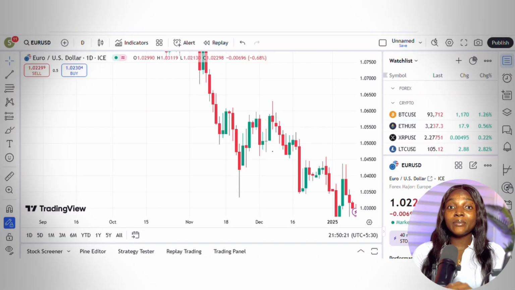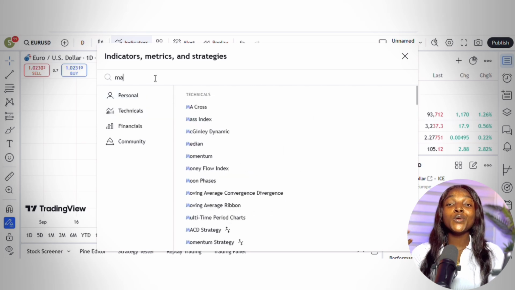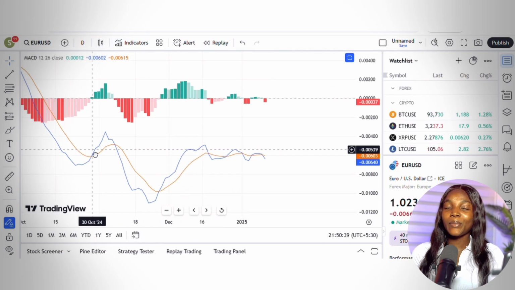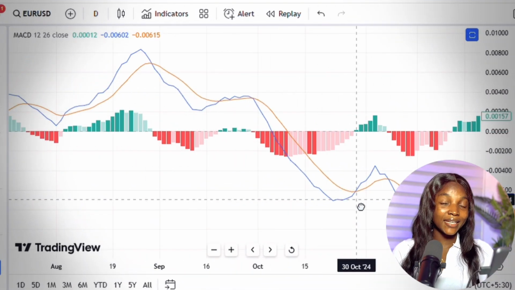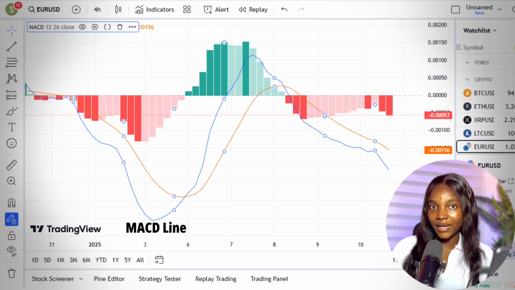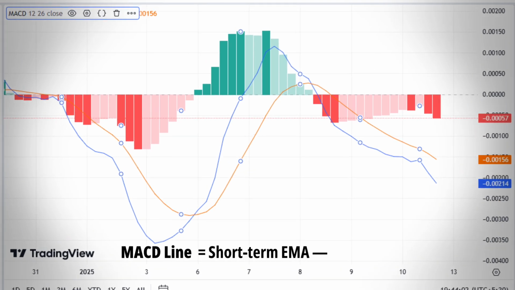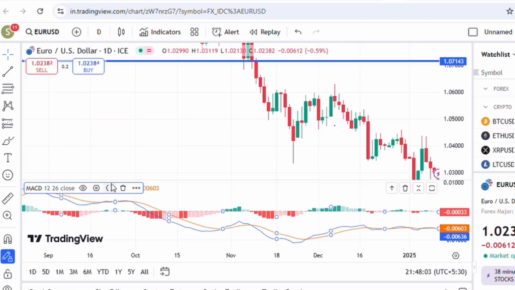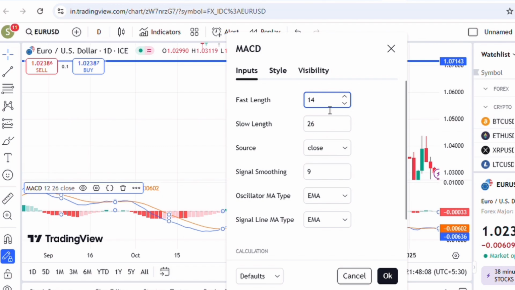When you add the MACD indicator to a chart, you will notice that it is drawn below the chart and it is made up of three key parts. First, the MACD line. The blue line on the MACD chart is called the MACD line. This is a result of subtracting a long-term exponential moving average from a short-term exponential moving average. Usually, a 26-period EMA and a 12-period EMA are used. However, you can always choose to change the parameters at any time you choose.